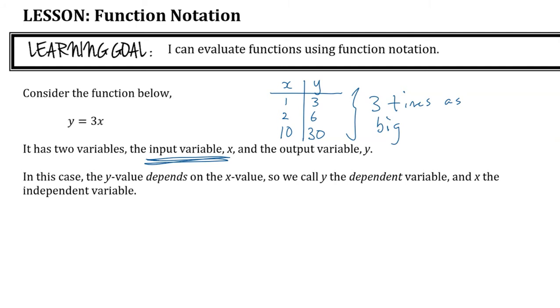So what we say is the y value depends on the x value. Depending on what x value I give it, the y value will be different. If I give it a 1, the y value is 3. If I give it a 2, the y value is 6, right? So the y value depends on which x value I choose. So we call one the dependent variable and the other the independent variable.